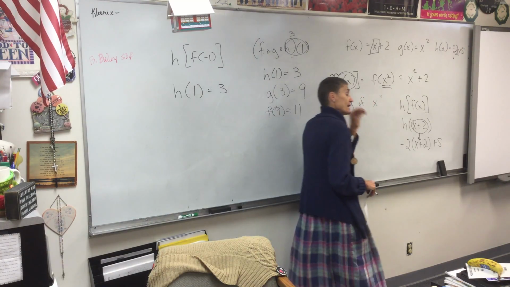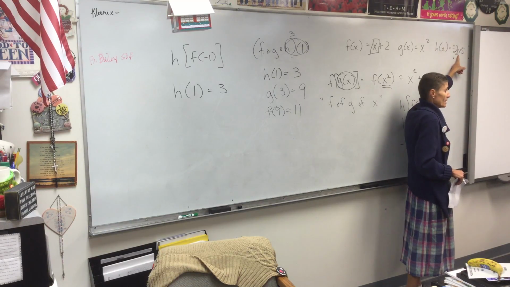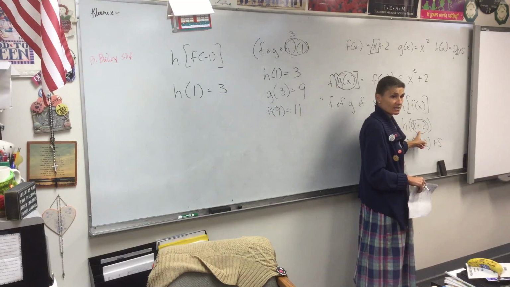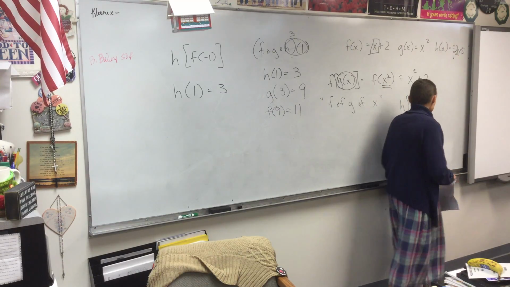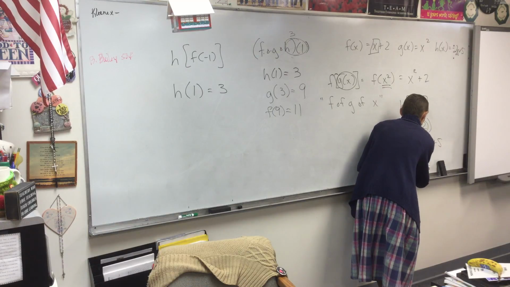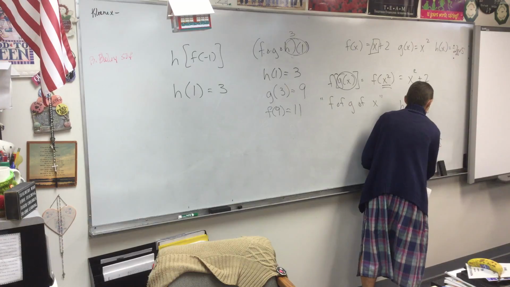If I said h of 10, you would put a 10 right there. If I say h of x plus 2, you put an x plus 2 right there. So your final answer is negative 2x plus 1.